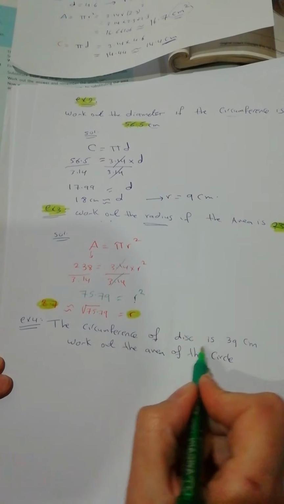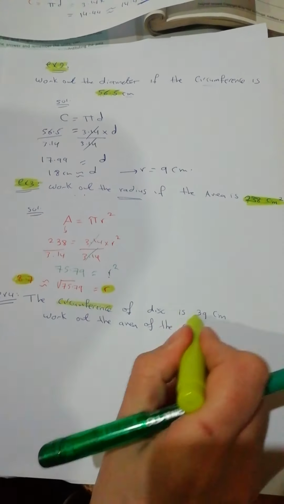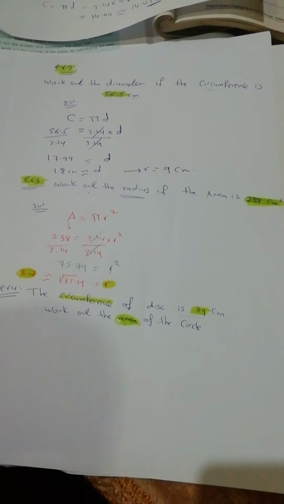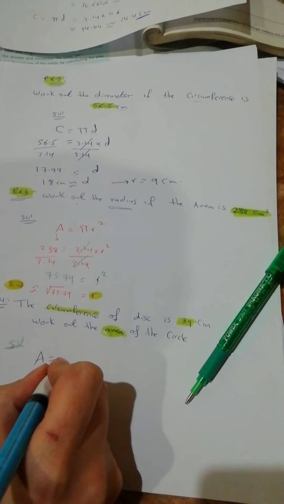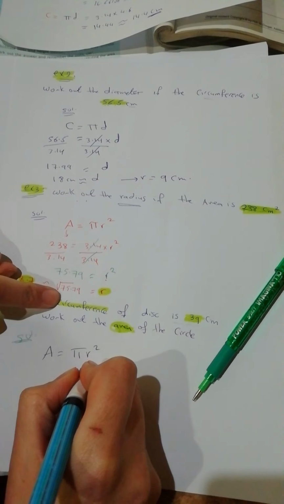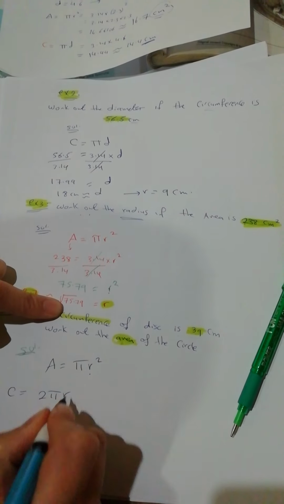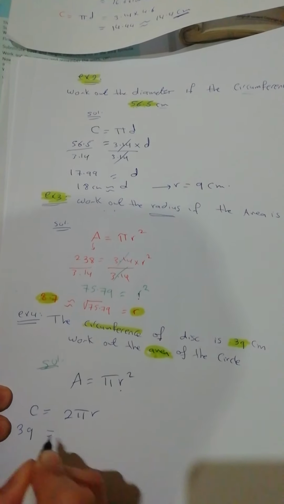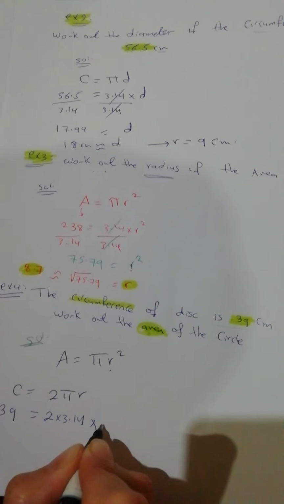Now the last question, we'll discuss the last question. The circumference of a disk is 39 centimeters. Work out the area. To find any area, you need the radius. So solution, the area equals pi r squared. So you have to find the radius. Now use the circumference to find the radius. The circumference is 2 pi r because I need the radius. Now the circumference is 39 equals 2 times 3.14 times r.